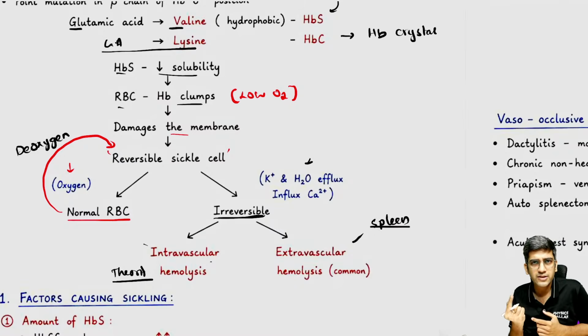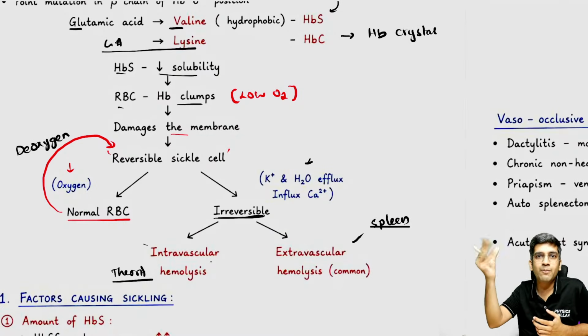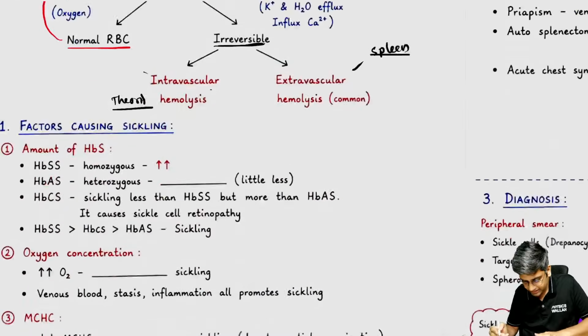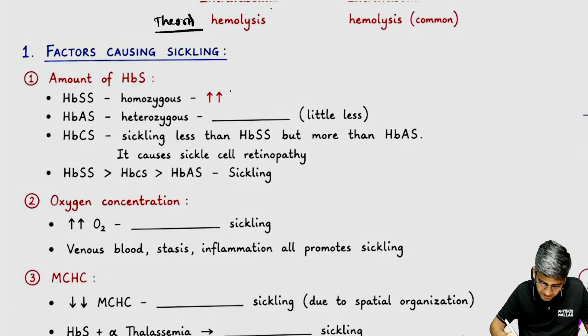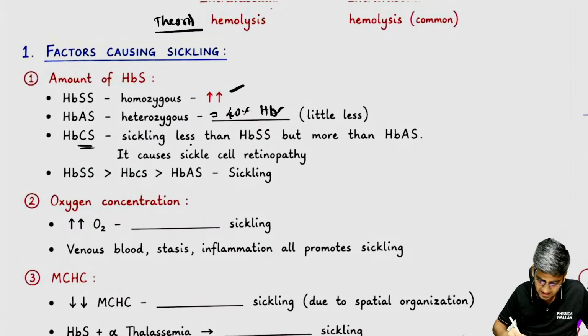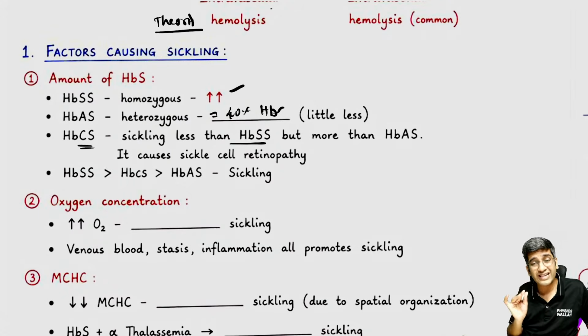The first is the amount of sickled RBCs, the amount of sickling, right? Homozygous, both are mutated, I'll have more sickling. Heterozygous, one is normal, one is mutated, less sickling. Obviously, homozygous have more sickling, right? Heterozygous generally will have approximately 40% of HBS, so less sickling. Perfect. See, HBSC or HBCS, sickling will be less than HBSS, but definitely more than normal heterozygous hemoglobin.